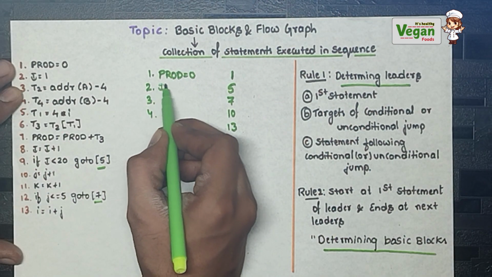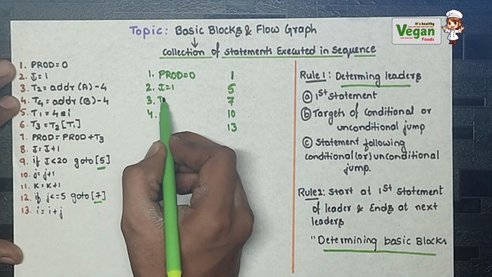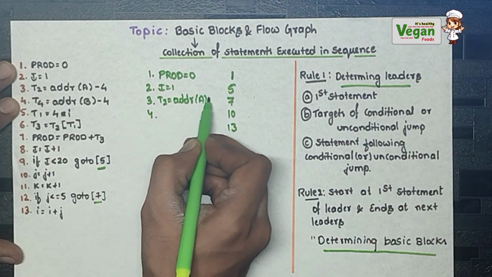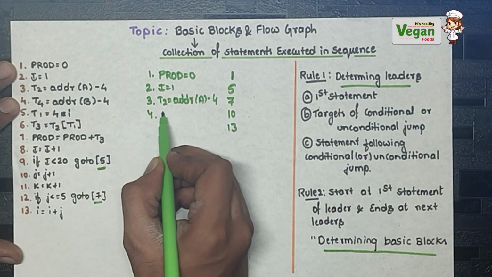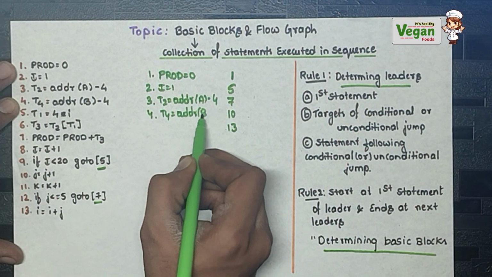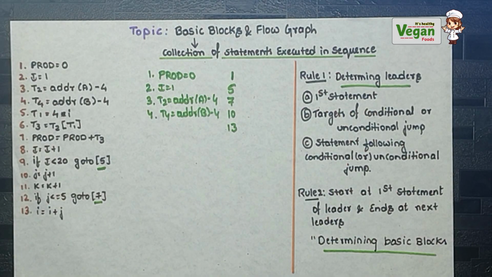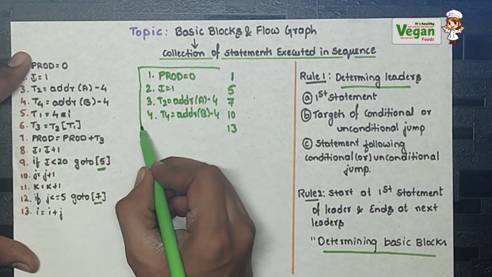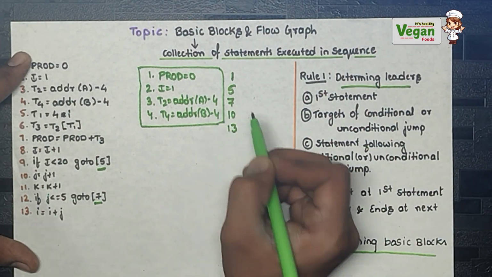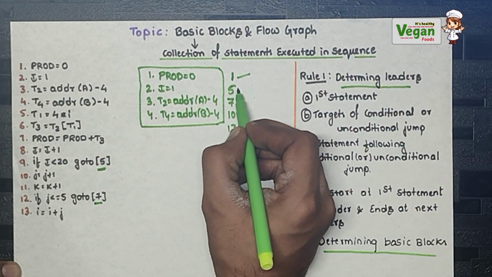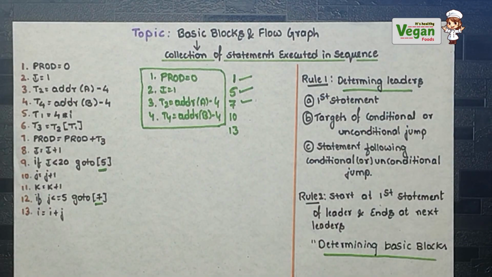What is the second statement? I is equal to 1. Third is T2 is equal to address of A minus 4. Next, T4 is equal to address of B minus 4. So this will be considered as one basic block. Now 1 to 4 is over. Now 5 to 6, because the next leader will be considered in the next basic block.